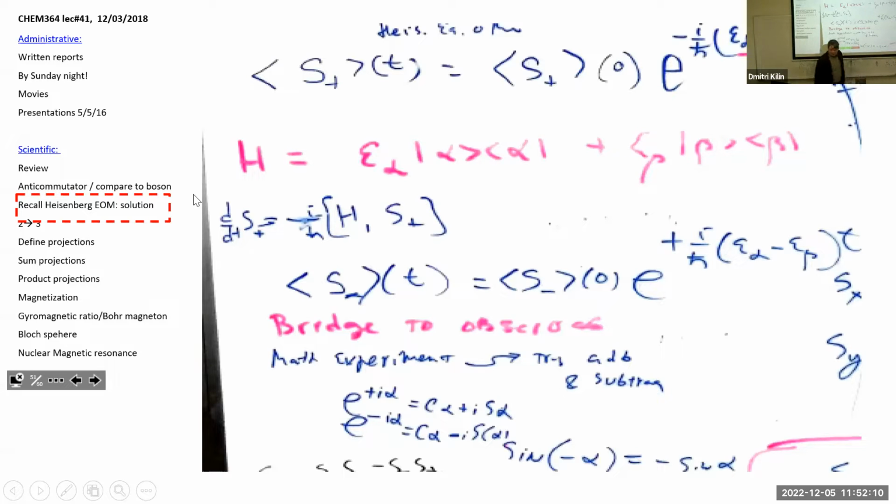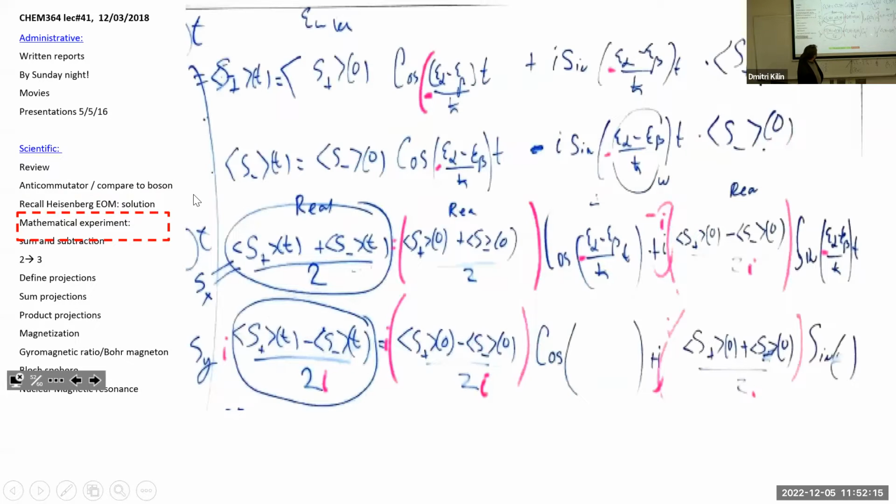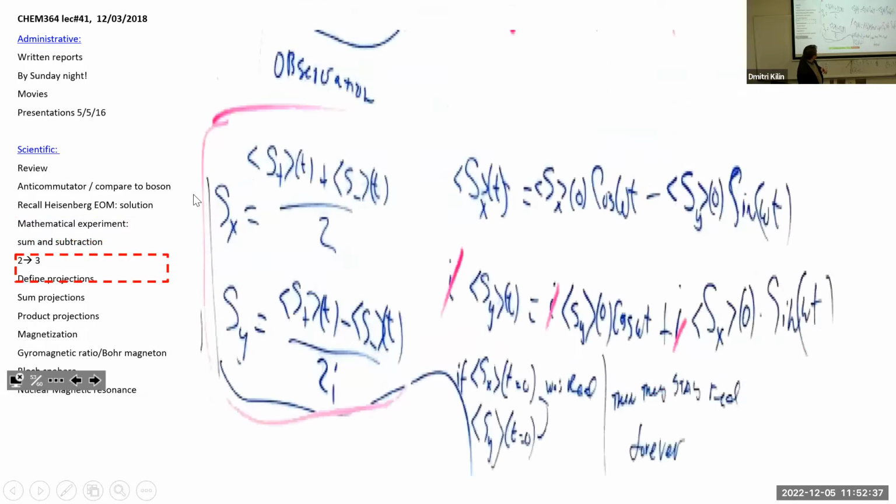And now we appeal to our old buddy Euler, right? And we add together S plus and S minus and develop the Sx and Sy projections. So if we add together the imaginary exponential rolling forward and rolling backwards, we get a cosine, right? If you subtract, you get a sine. And here is how we get the sine and cosine for the Sx and Sy projections.